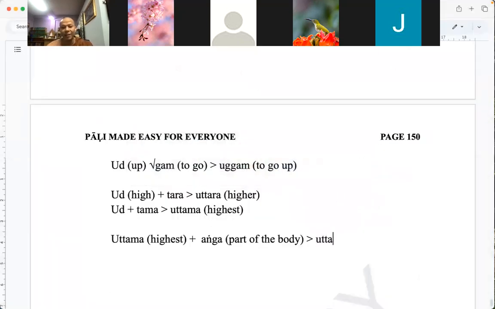So if you understand each piece of a word, maybe that word can be longer and longer, all combining together. So later we can get the meaning. So otaminga means head. The highest part of the body is the head. So in this way.